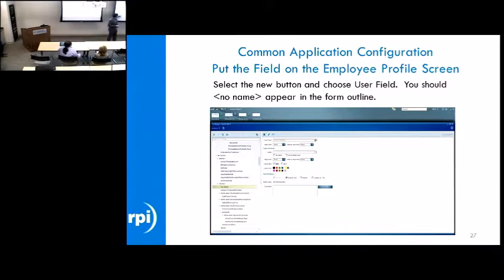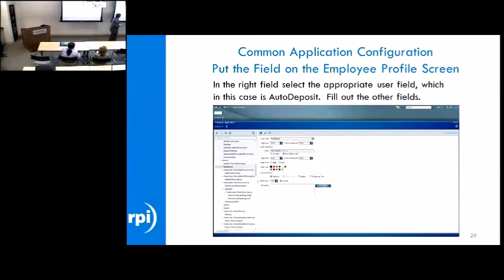So what will happen is this little thing will come up. It says no name. You have to actually fill out everything in here for it to populate. So, new user field, and now we have to fill out this form. We have to find the user field we created, which is auto deposit. We can change the alignment up and down, left and right. The label will actually default to what you put on the user field. So if you want to change it, you can, but the idea is that you put a label on the user field that you want to use.